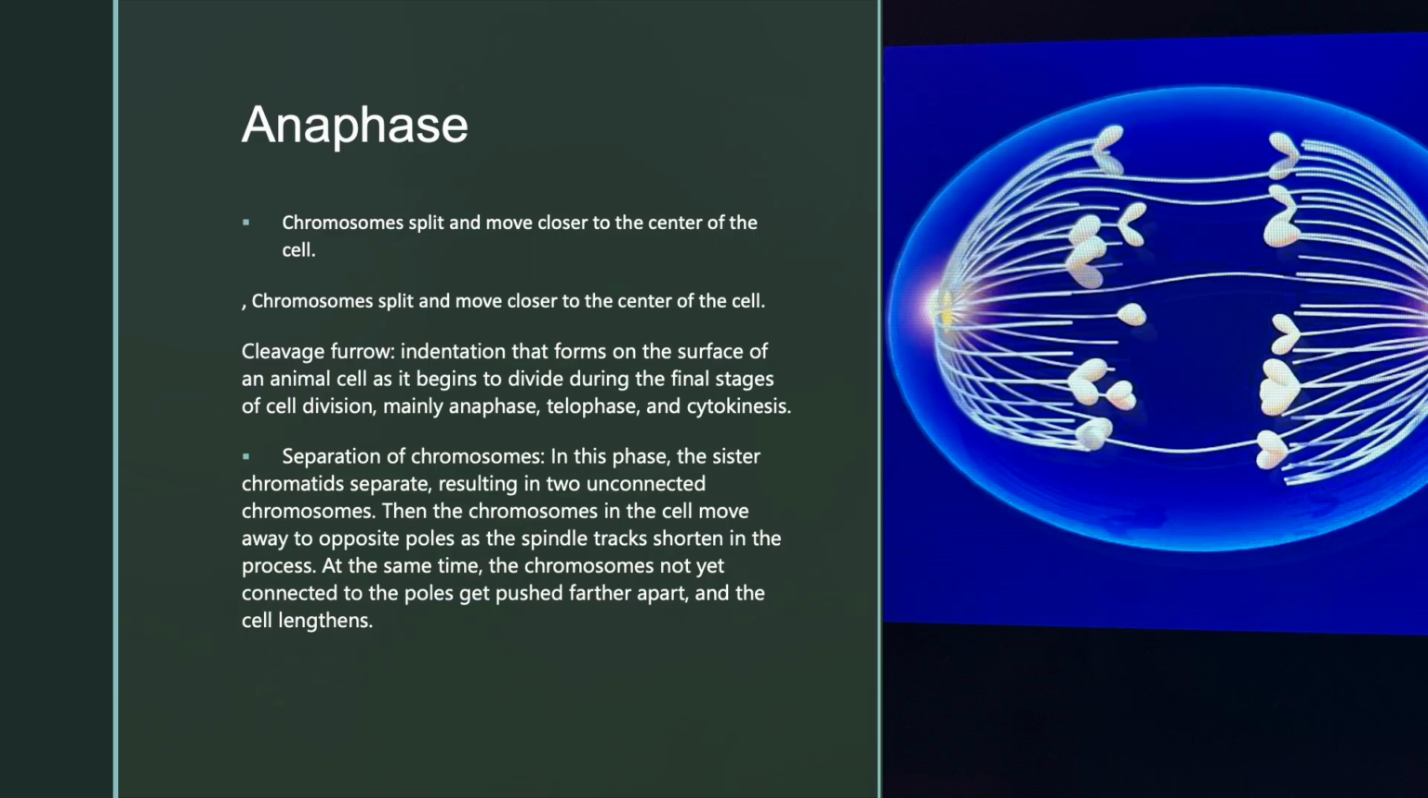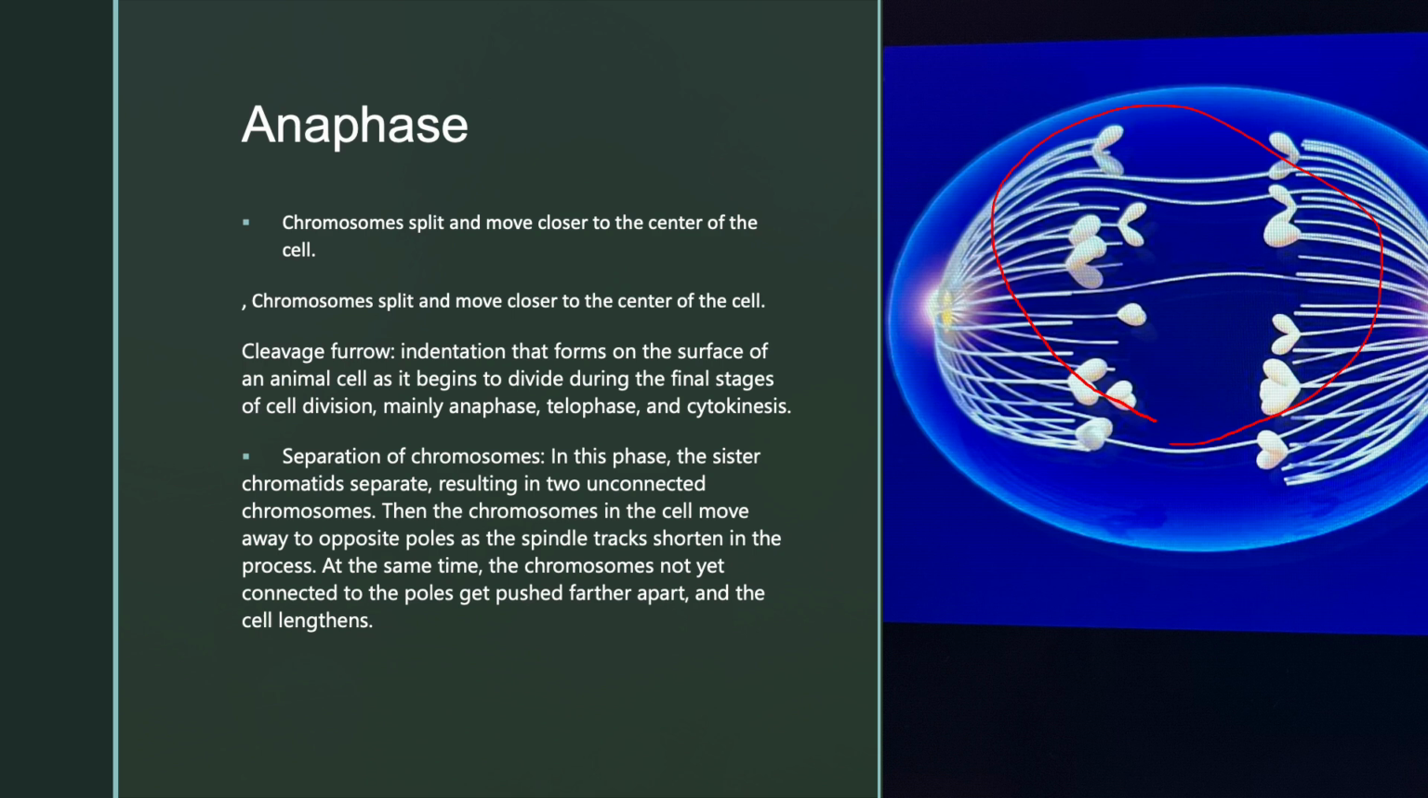In anaphase, chromosomes split and move. As you see right here, they're moving apart. And usually a cleavage furrow forms, which is an indentation that forms on the surface of an animal cell as it begins to divide during the final stages of cell division, mainly in anaphase, telophase, and cytokinesis.